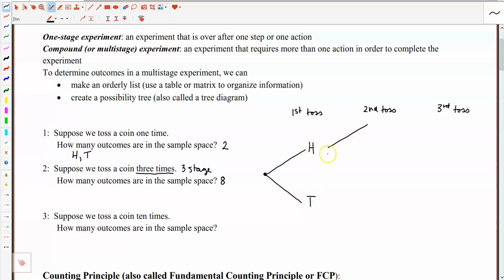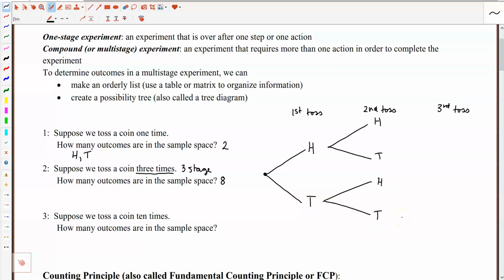So from both of these first outcomes, I'm going to draw 2 branches to indicate what could happen on the second stage if this is what happened on the first stage. And then at the end of the branches, I'm going to put what the outcomes are. So on the second toss, I could get heads or tails, and that's if heads had happened first. Down here, I could get a second toss of heads or tails, and that's assuming tails happened first. Now at this point, if my experiment were over, I would have 4 outcomes. This would be if I was only to toss the coin twice. The possible outcomes would be heads and then heads again, heads and then tails, tails then heads, and then tails and tails.